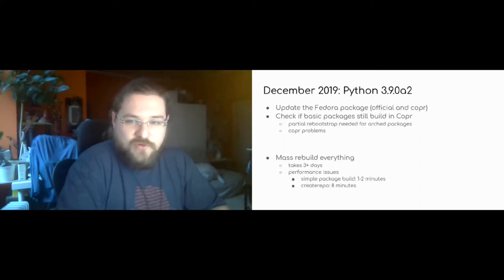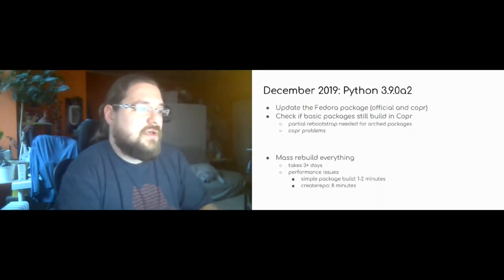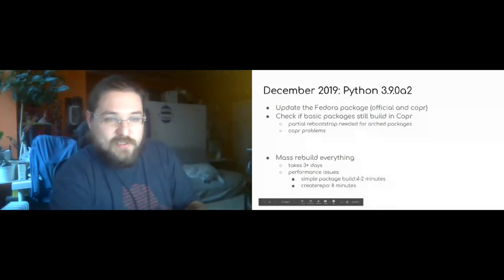And then the repository needs to be recreated, which took 8 minutes and couldn't be run in parallel. So there was a huge backlog of builds that needed to create the repository, and it didn't scale well. This has been changed in Copr since as well. So now if there is a new create repo job, the old ones are canceled.